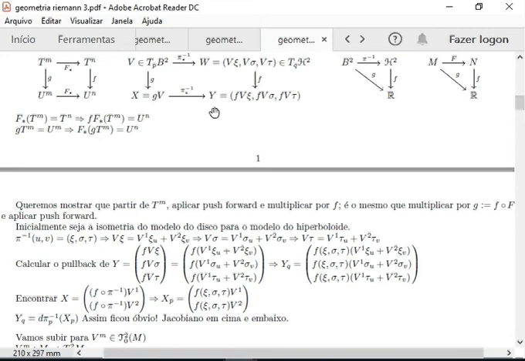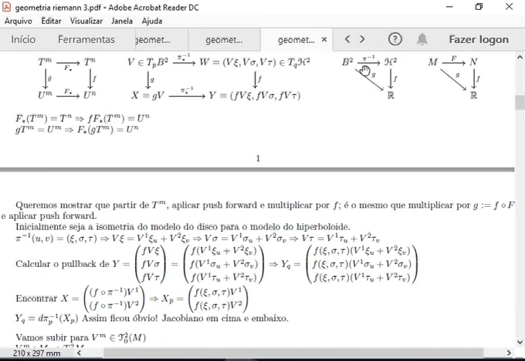We apply F and we have the big Y, F V Xi, F V sigma, F V tau. And we pull back by P inverted. X equals G V. G multiplied by V is also in the tangent bundle TP B2. The tangent space, the tangent plane to B2 at point P. The frame.